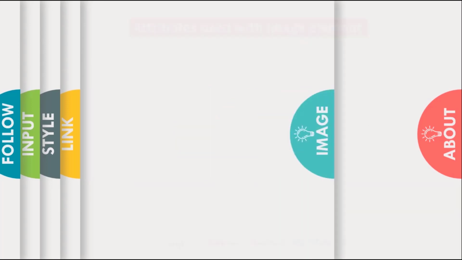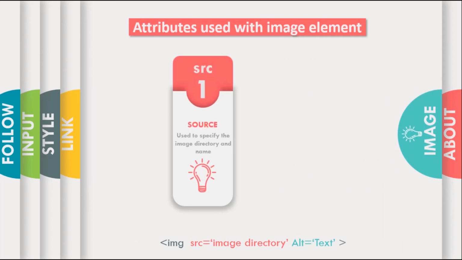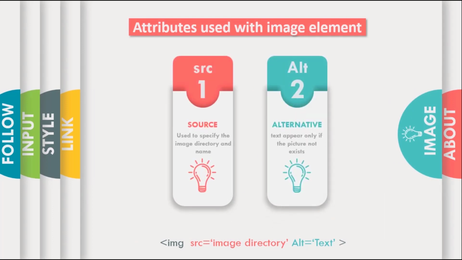So starting with image, we have the source attribute and the alternative attribute. So src, short for source, is used to specify the image directory and the name, and alt, alternative text, appears only if the picture does not exist. And here is an example. Here is an image element and src equal to the image directory and then the alternative text. So if the image does not exist, the text will appear instead of the image.